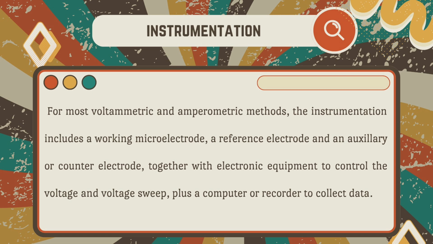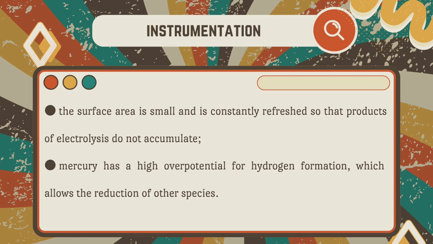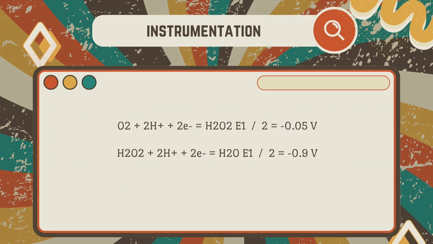This electrode has the advantage that, number one, the surface area is small and is constantly refreshed so that products of electrolysis do not accumulate. Number two, mercury has a high overpotential for hydrogen formation, which allows the reduction of other species. Other electrodes used are the static or hanging mercury drop electrode, where the drop is dislodged at a particular time and size, and solid microelectrodes such as platinum and glassy carbon, which may be incorporated into a rotating disc electrode.